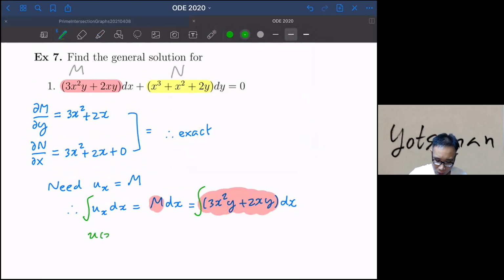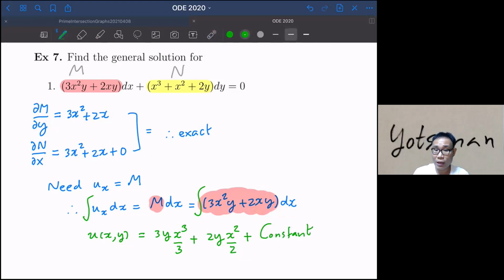So this one will give you u(x,y), and you basically integrate this guy with respect to x. So you think about the integral. You integrate 3x^2, so it's going to be 3y, and you integrate x^2, it's going to be x^3 over 3, so that is the term that I'm going to put down. And you integrate 2xy, so you get 2y, and you just integrate x dx, so it's going to be x^2 over 2. And you're going to have to add a constant.